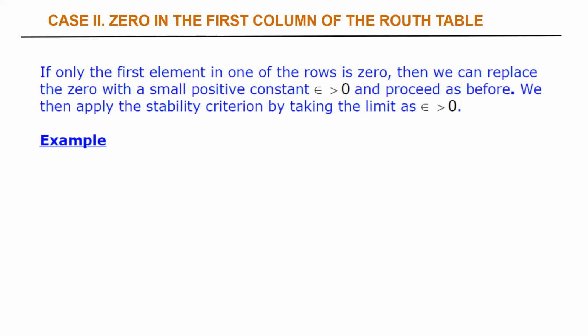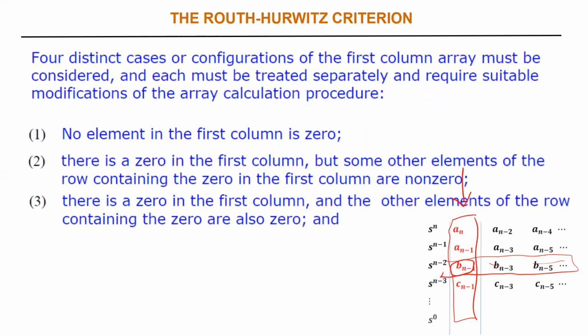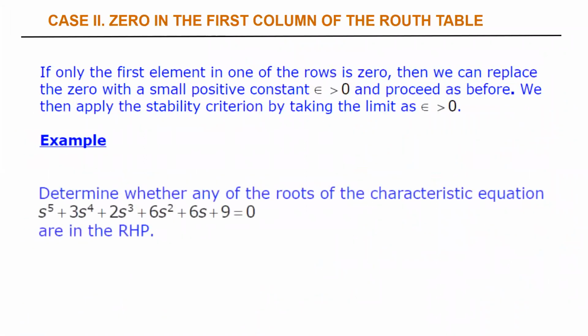So now suppose, if I go back to the table which I showed you, that you calculate bn minus 1 equal to 0, and the others are non-zero. How can I proceed to here? We said I have to divide by this element. But if this is 0, how can I divide by 0? So if this is the case, I will replace that 0 by an epsilon, a small epsilon, which is a positive number. And then I proceed. So let's take this example and see how we use it.